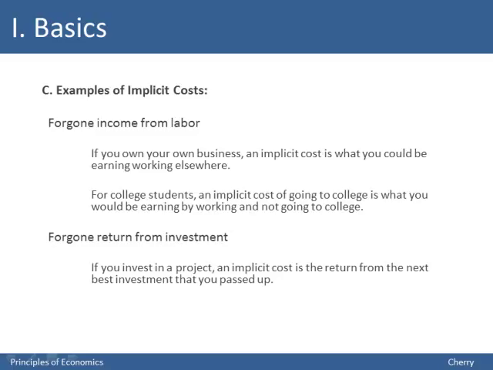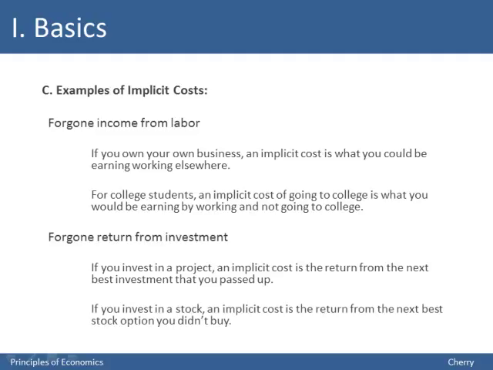Another example would be foregone return on investments. So if you invest in a project as a firm, the one implicit cost of that investment is the return that you could have gotten by putting those investments in another project. So the things that you passed up. Another example similar is when you pick a stock and invest in the stock, that stock provides a return. Implicitly, you gave up an alternative return by not purchasing a different stock. That opportunity cost is an implicit cost in that decision.